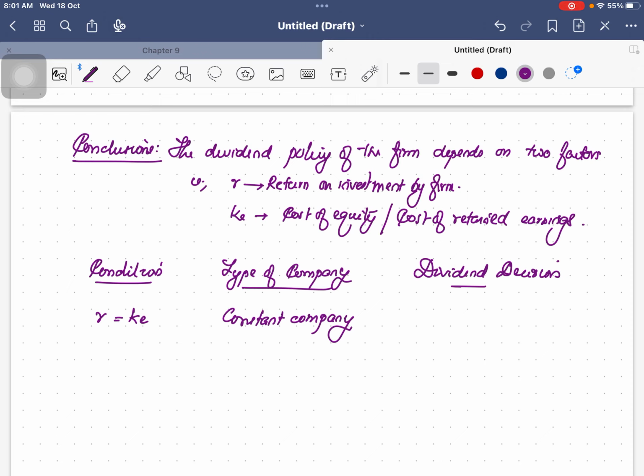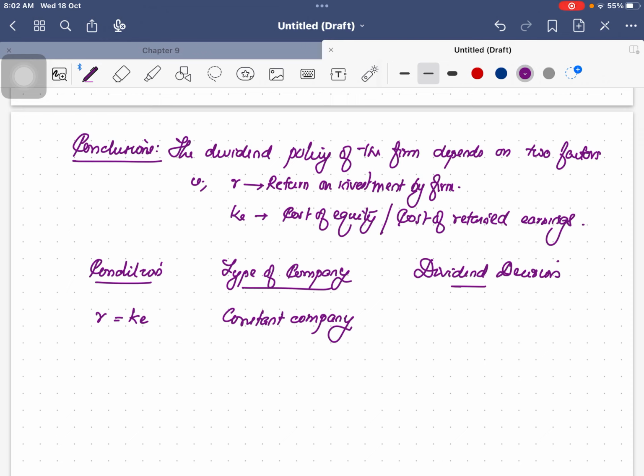So what you have to do in this case, whatever profits you are generating, whether you pay 100% of it, or 20%, or 50%, or 80%, or whatever the percentage, or even if you don't pay any dividend, it is not going to affect your value, because R is equal to KE. And the investors are also indifferent, because if you keep it in the company, you will get the same return. If you give it to us and we reinvest or repay our debt obligations, we get the same return. So the shareholders are not bothered about whether you are paying or retaining.